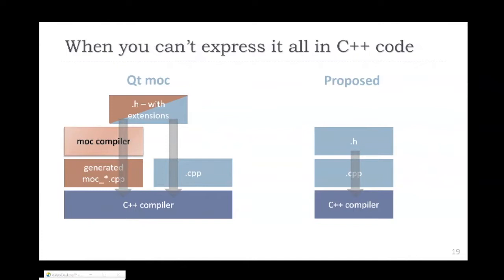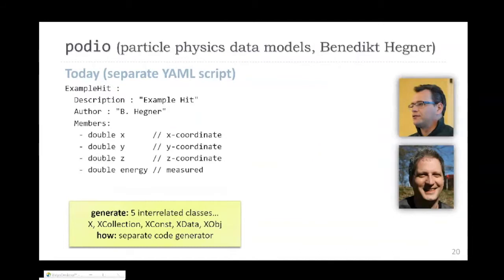But the goal is to have this simple compile model on the right in portable code on all compilers. And here's the example that, thank you to Axel Naumann and to Benedict Hegner in particular, who gave an example of how this feature of metaclasses could be used in the code that you folks write today. So if you look at his POD.io, I think I'm pronouncing that correctly, his particle physics data models.